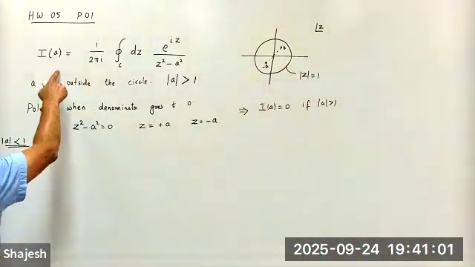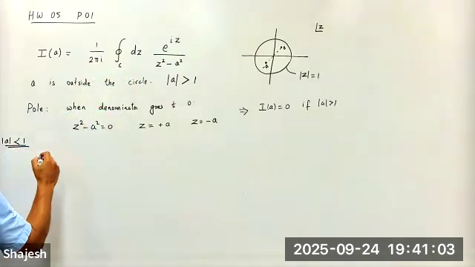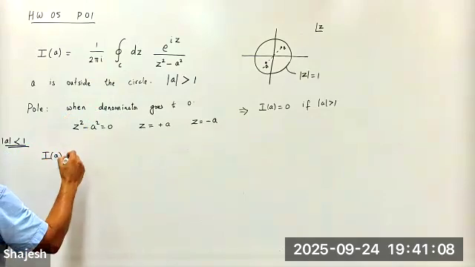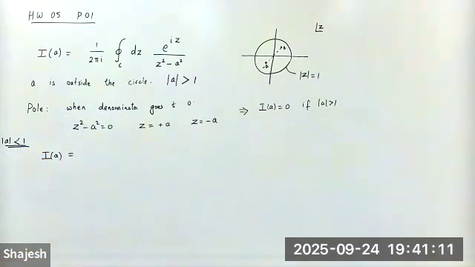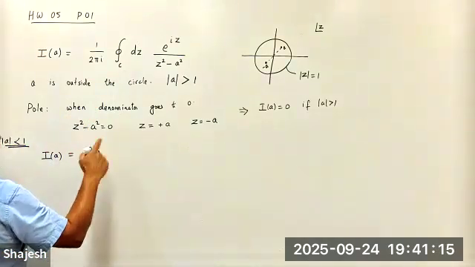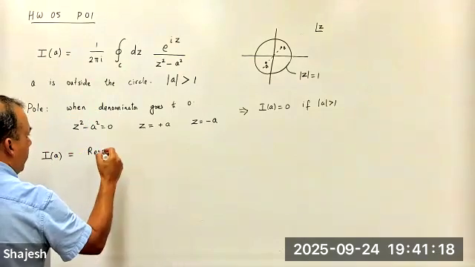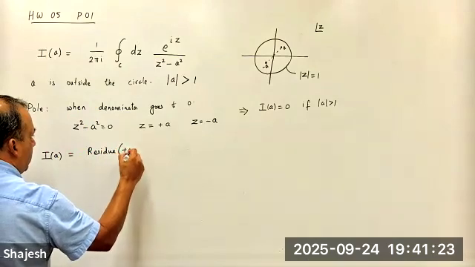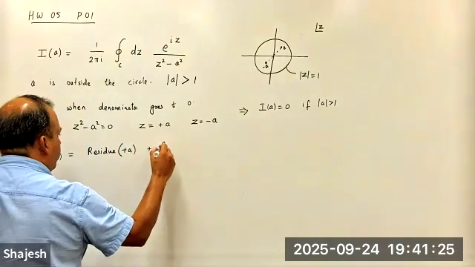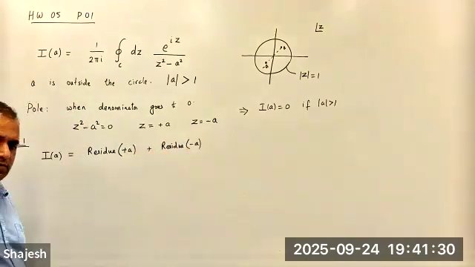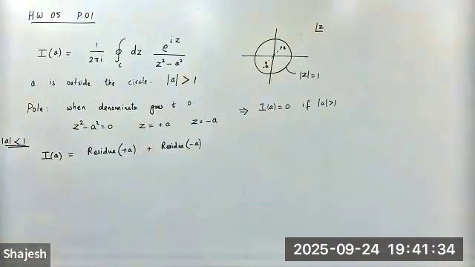So I have now recognized the poles. So I of A would be equal to the residue from pole 1. So now there are two poles: the residue due to plus A plus the residue due to minus A. Okay. Any questions on that?